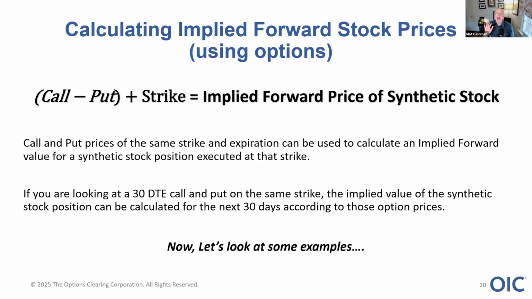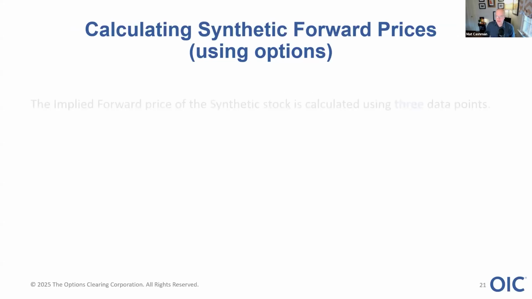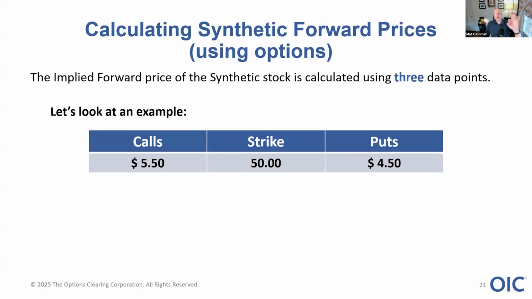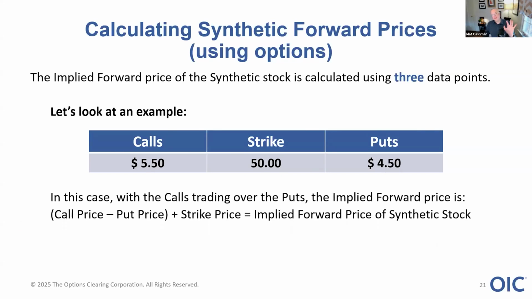Now, let's look at some examples of how this might play out in the actual marketplace. The implied forward price of the synthetic stock, again, is calculated using three data points only. What are they? They are calls, puts, and the strike price. That's all they are. In this case, the strike is 50, the calls are trading 5.5, and the puts are trading 4.5. Very simple. So let's use the simple strategy, the calculation that we just talked about.